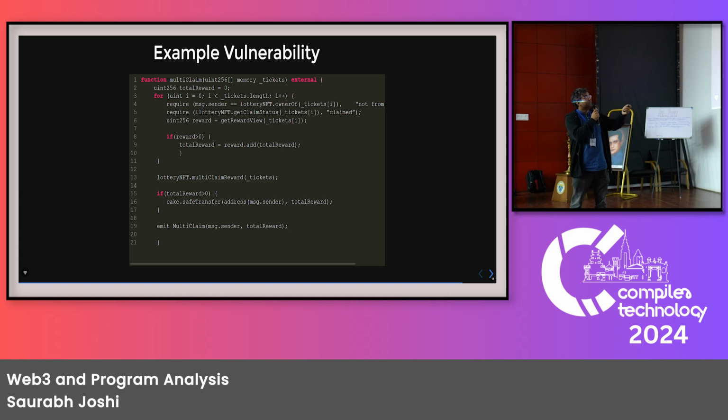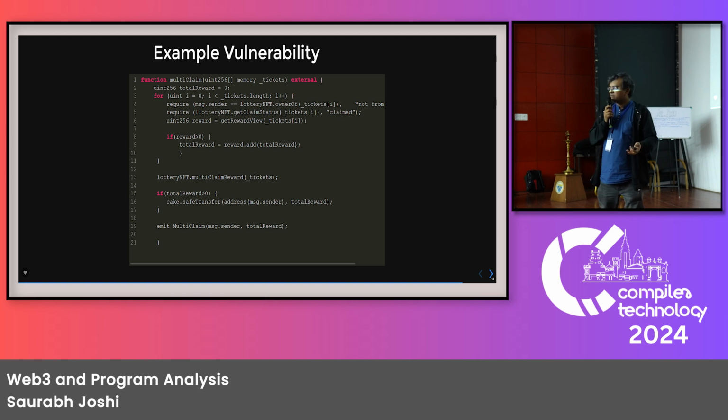I mean, they fixed it, but it was there. And here you are marking all the tickets as claimed. And now you give the total reward. On the face of it, everything looks fine, right? The problem is that there is no check that these tickets are unique. So if I have one winning ticket, I can just make copies of it and pass them. Now you see that, will it pass this check? Am I the owner? Yes. Is it claimed? No, because the ticket is claimed, that is being set after the loop.